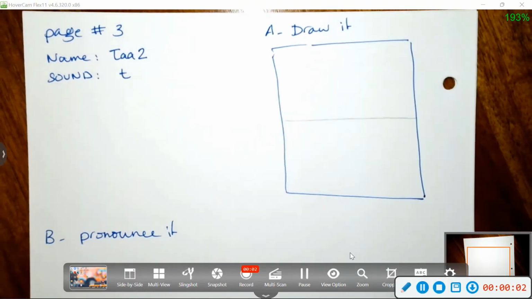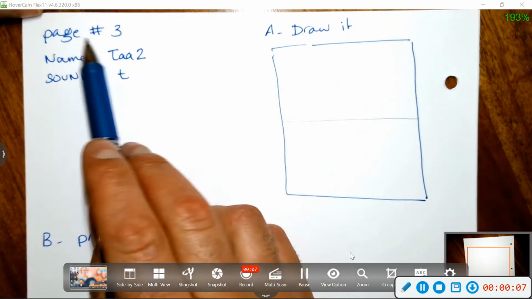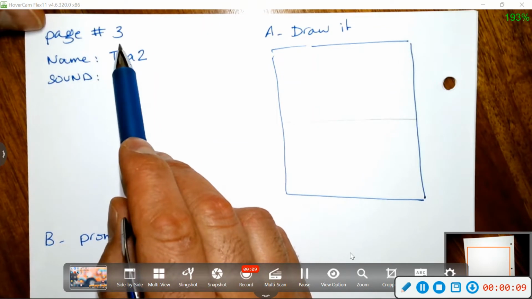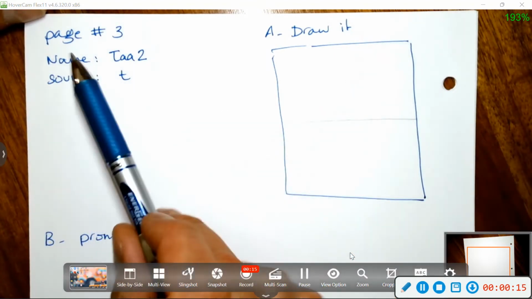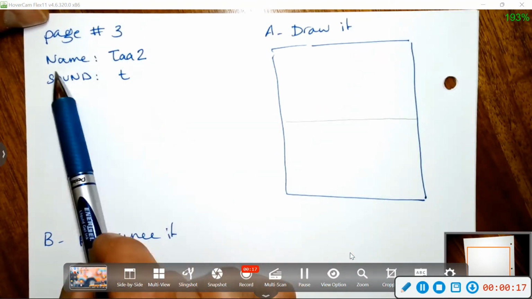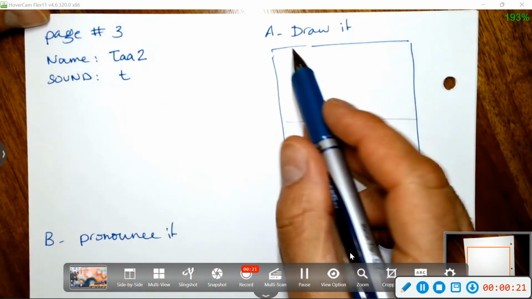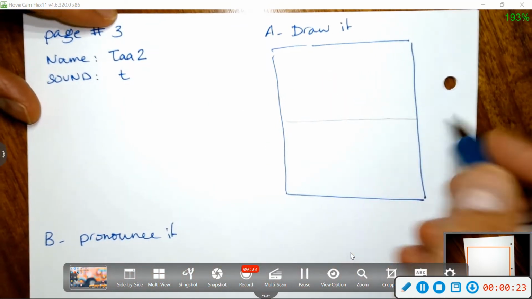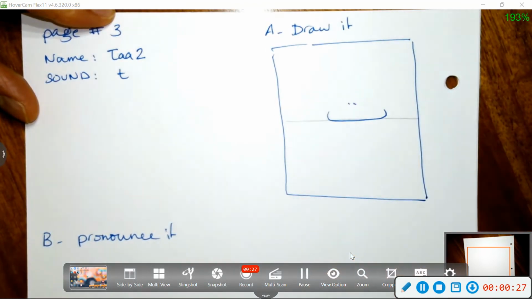Third letter, ta. Page number 3. I want you to design your notebook the same way. At the top, you write page number 3, name, ta, sound, ta. Now, how to draw it. Same way as ba.